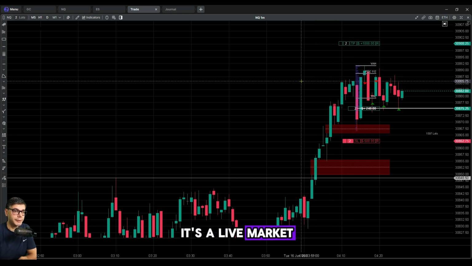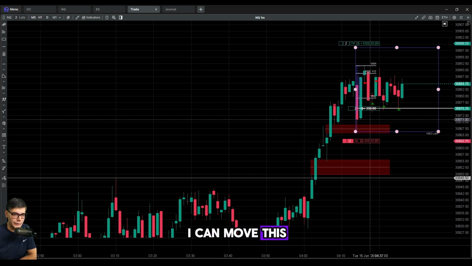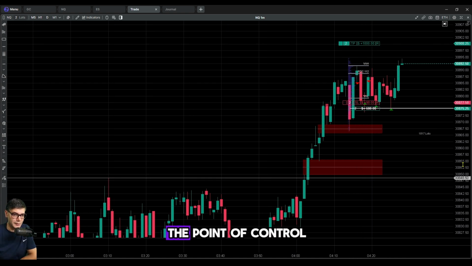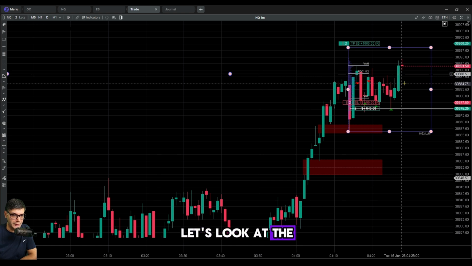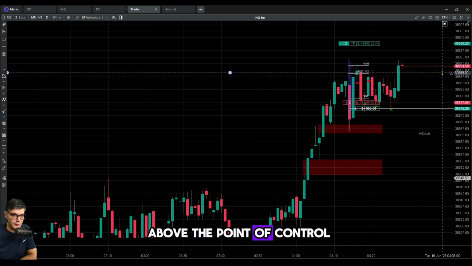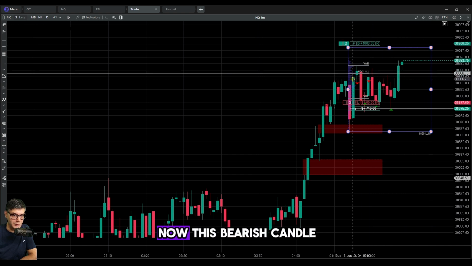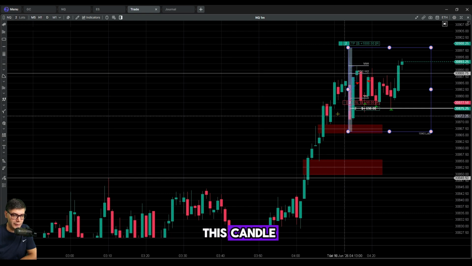It's a live market. As soon as we make a new high, I can move the stop to break even. The point of control should provide support now. Let's look at the behavior of the price above the point of control. It should act as support and push the price higher. Now, this bearish candle, or whoever sold in this candle, they're underwater.